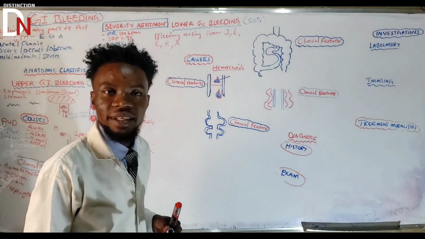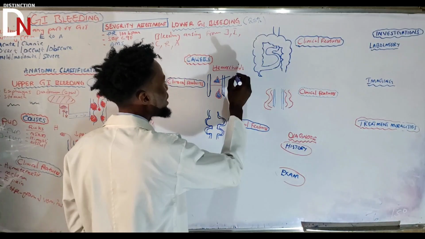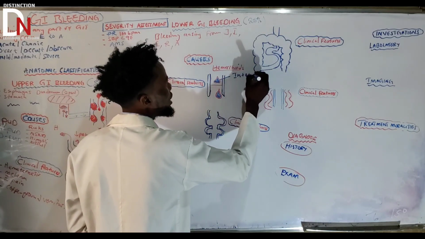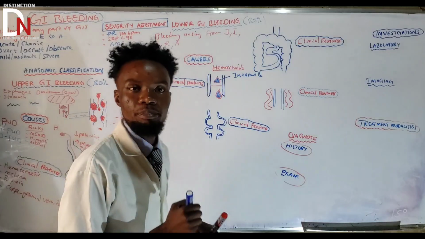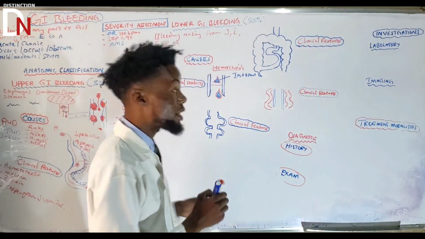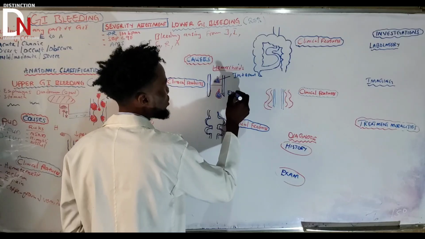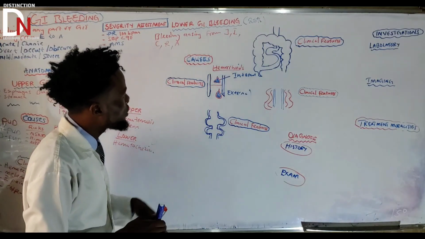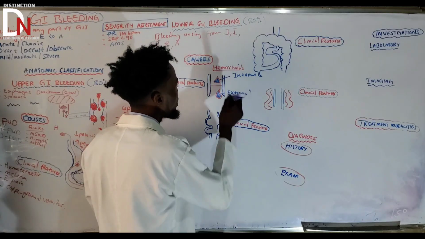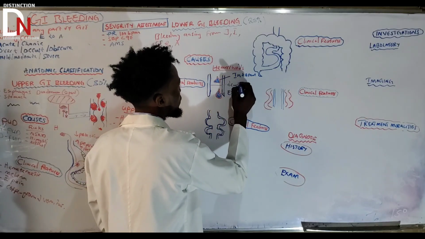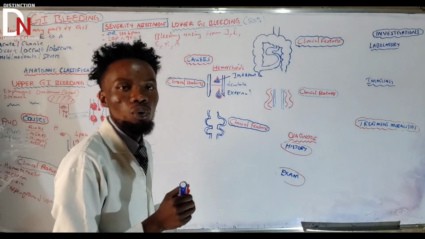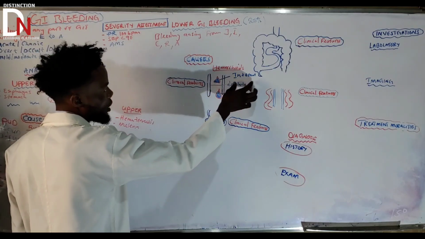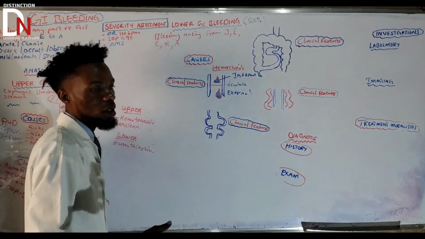So the hemorrhoids arising above the dentate line, we call them internal hemorrhoids. What about those arising below the dentate line? We call them external hemorrhoids. Internal hemorrhoid and external hemorrhoid, according to this dentate line.